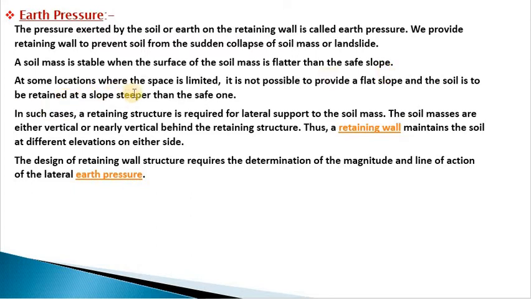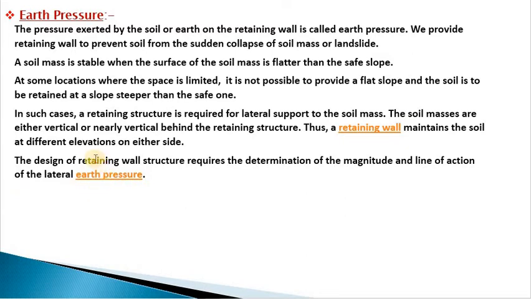At some locations where the space is limited, it is not possible to provide a flat slope and the soil is to be retained at a slope steeper than the safe one. In such cases, a retaining structure is required for lateral support to the soil mass. The soil masses are either vertical or nearly vertical behind the retaining structure. Thus, a retaining wall maintains the soil at different elevations on either side. The design of a retaining wall structure requires the determination of the magnitude and line of action of the lateral earth pressure.